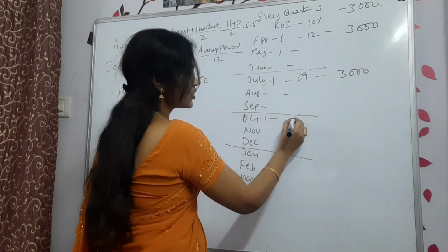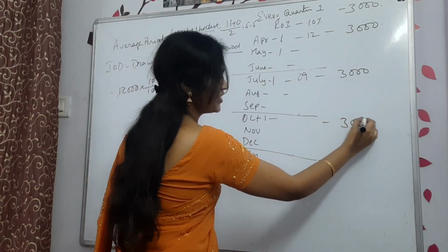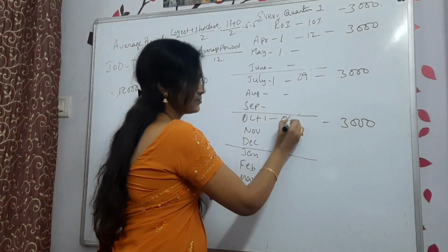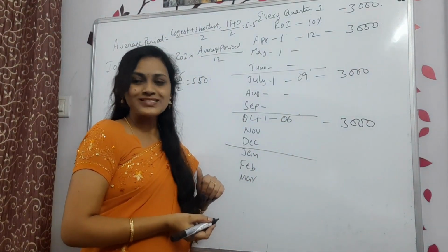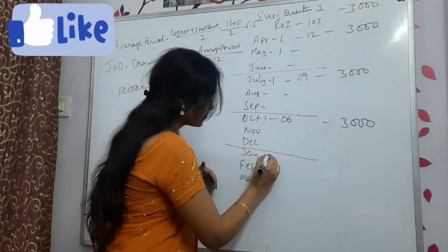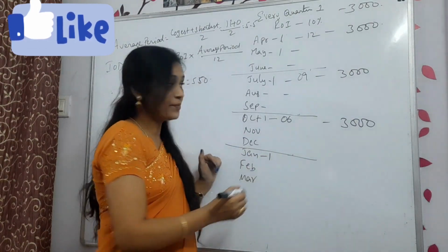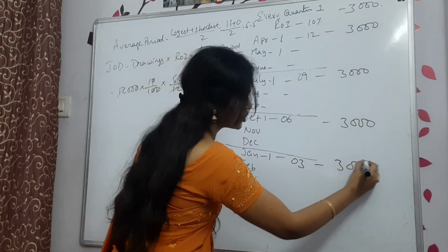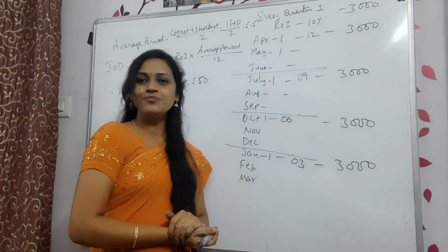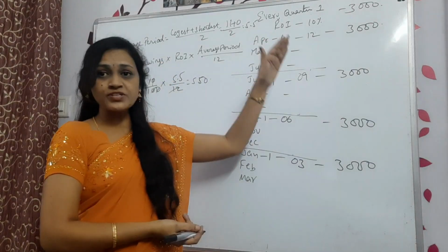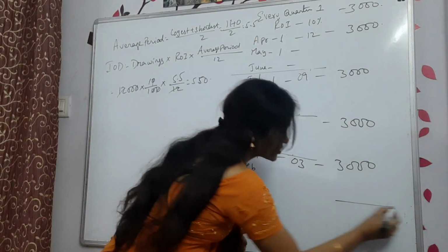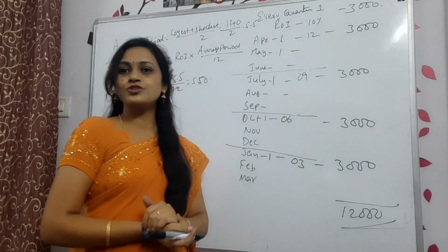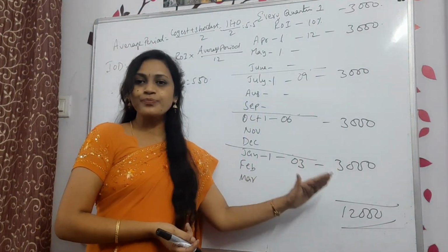How much we have withdrawn? 3000. How many months left? 1, 2, 3, 4, 5, 6. 6 months left. Right? Next quarter on January 1st. How many months left? 3 months left. How much you have withdrawn? 3000 you have withdrawn. So now total how much we have withdrawn? 12,000 rupees we have withdrawn in total.